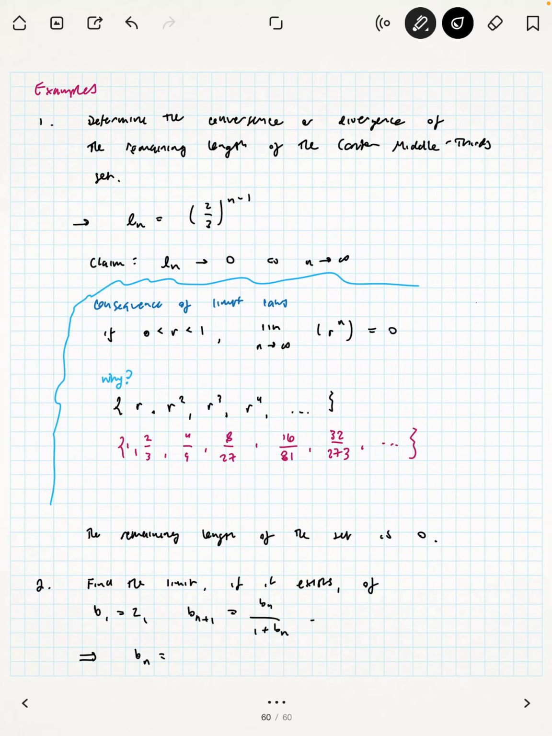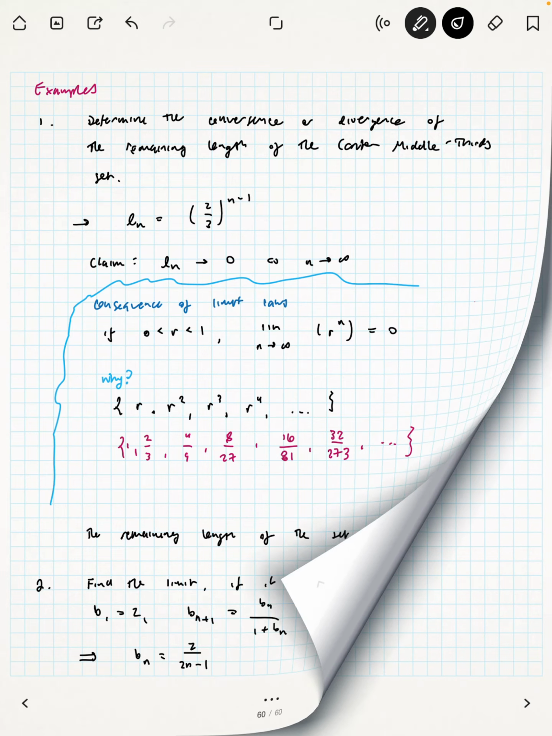So remember that the explicit formula for b sub n is 2 over 2n minus 1, okay? So does b sub n converge? I claim yes, to 0. Again, odd, isn't it? Okay. So how does this work?